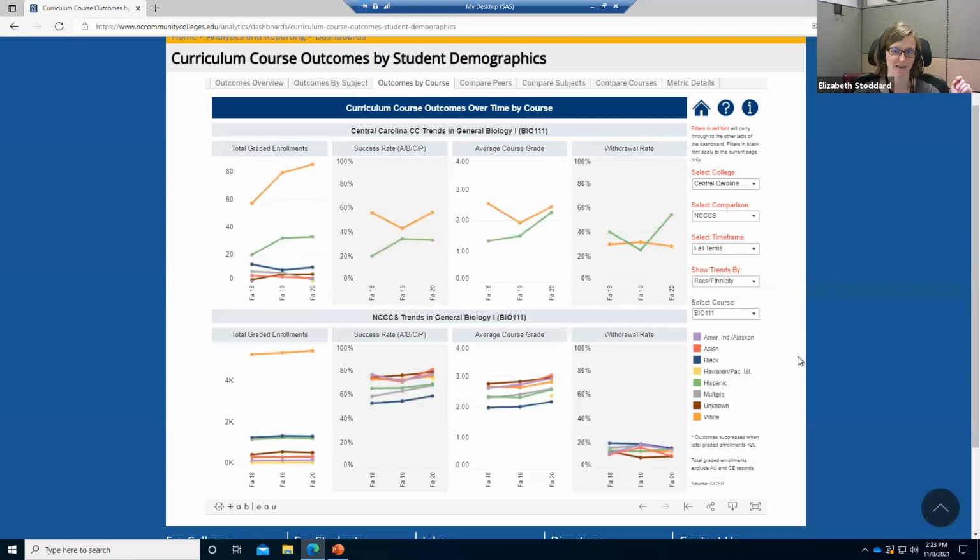And same with, when we're looking at these graded enrollments, all but the white students and the Hispanic students had fewer than 20 enrollments. So that's why we see those lines over here, but we're not seeing them on this side.